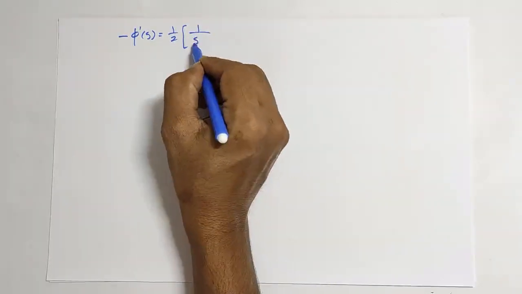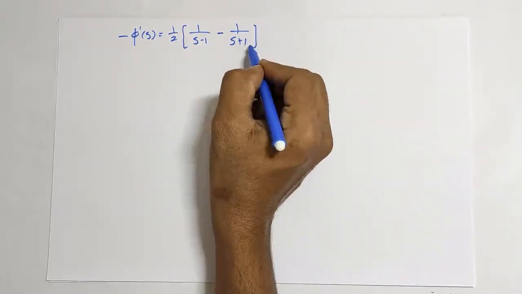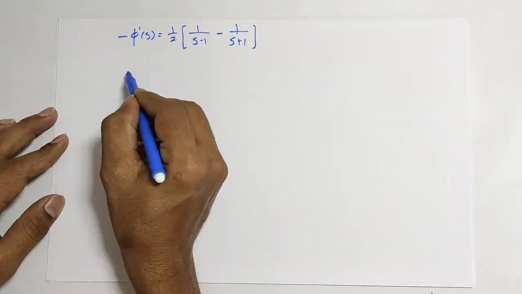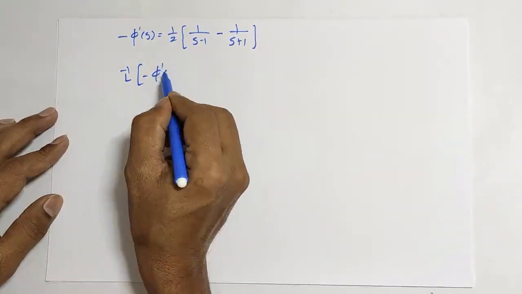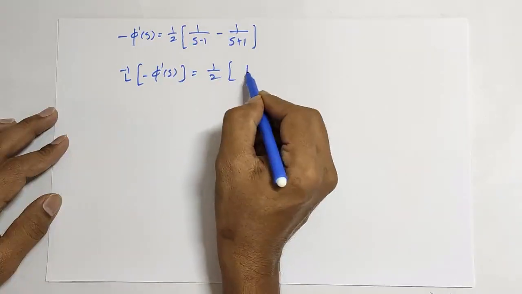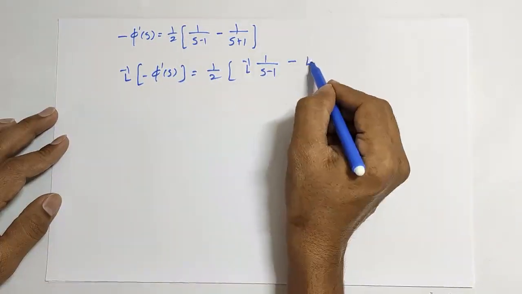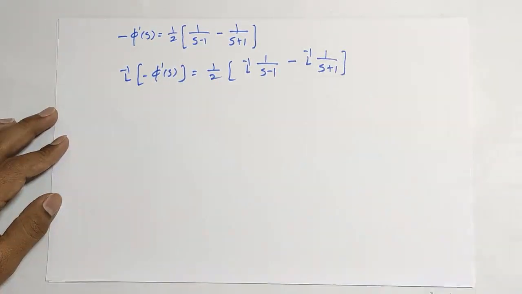One by 2, 1 upon s minus 1 minus 1 upon s plus 1. Okay, so I'm taking inverse Laplace transform on both sides, so this will be L inverse of minus phi dash of s is equal to 1 by 2 is constant, L inverse of 1 upon s minus 1 minus L inverse of 1 upon s plus 1.